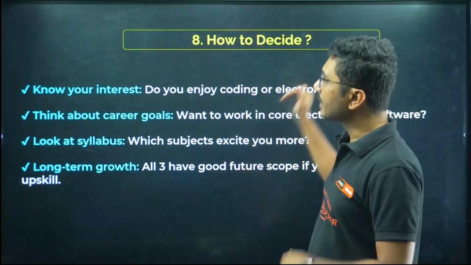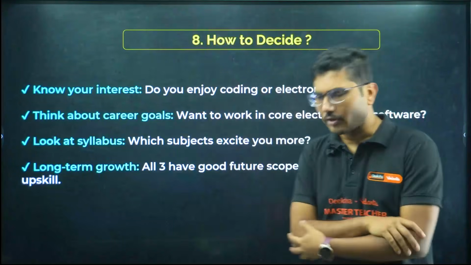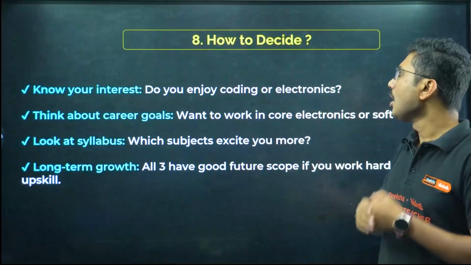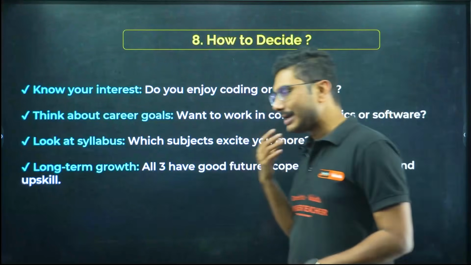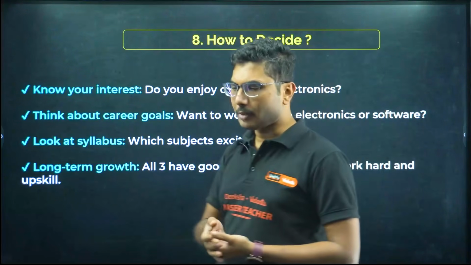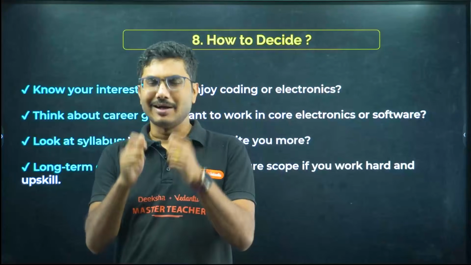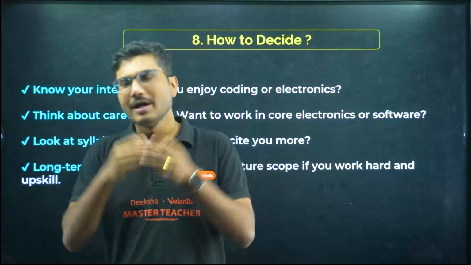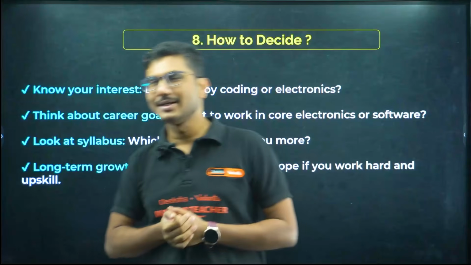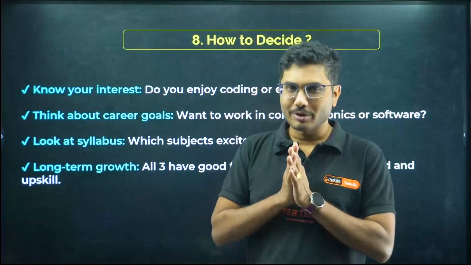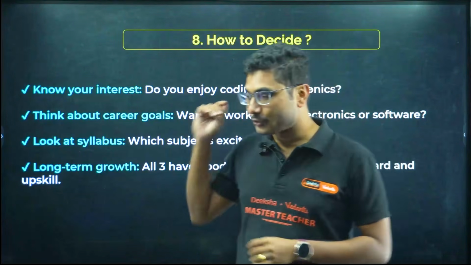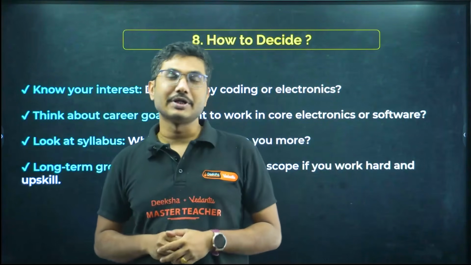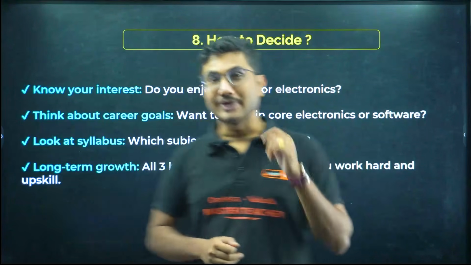Okay, how to decide? Know your interest. First of all, obviously ask yourself the question: do you enjoy coding or do you like gadgets? Are you someone who likes coding, or do you just like playing games? If you like playing games and think that you like coding, no, that's not how it works. You have to think, I have to solve problems, I am good in mathematics, I am good in logic and solving problems. Then you should choose CS.